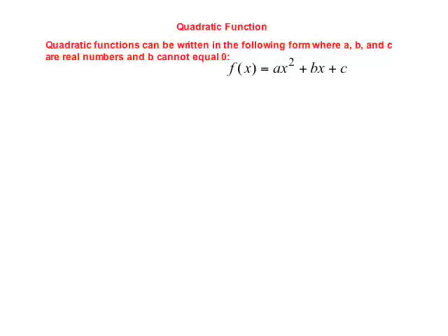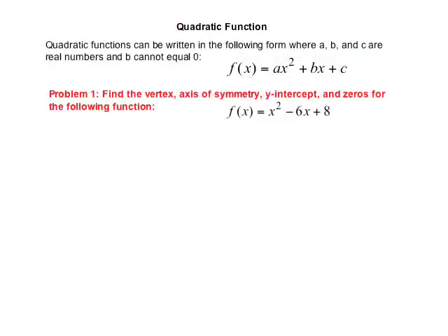Quadratic function. Quadratic functions can be written in the following form, where a, b, and c are real numbers and a cannot equal 0. So we read this: f of x equals ax squared plus bx plus c. Problem 1. Find the vertex, axis of symmetry, y-intercept, and zeros for the following function.